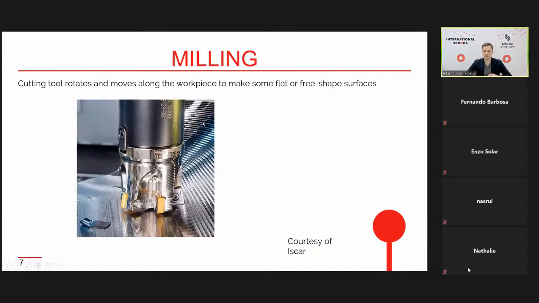It doesn't mean that turning processes are for final machining and milling is for rough machining. Approximately every process, milling, turning, can be divided into rough machining and final machining. So this picture shows rough machining, and after this manufacturing step, there should be a final process of machining.